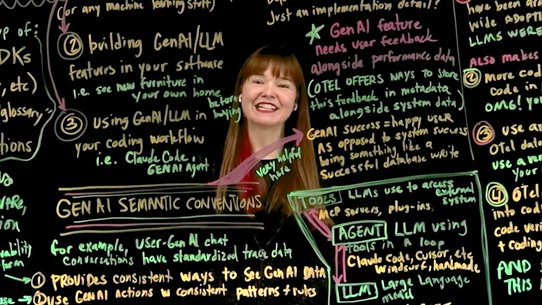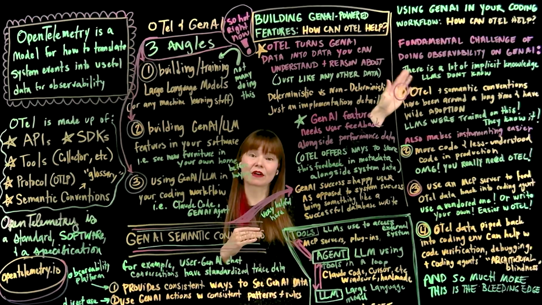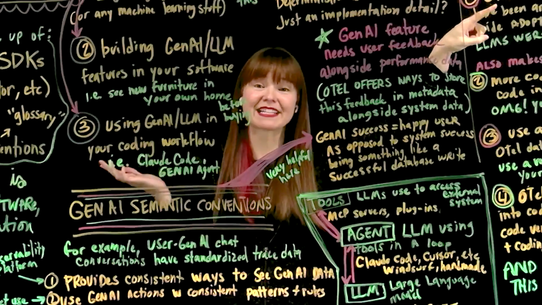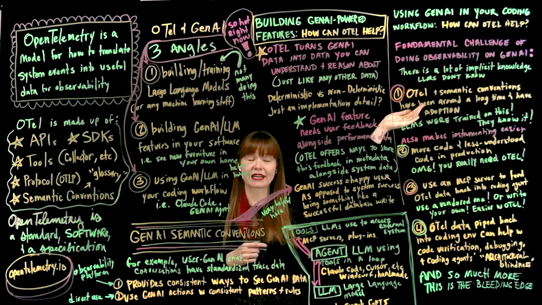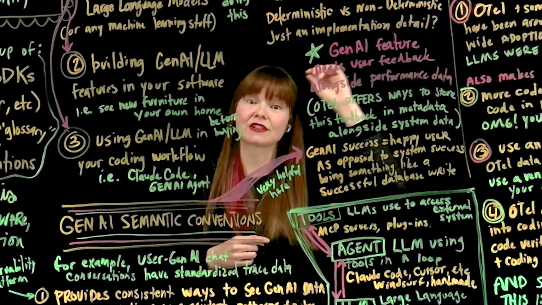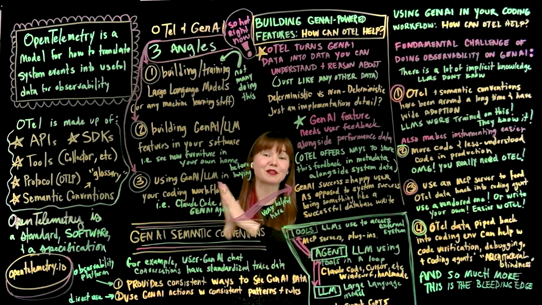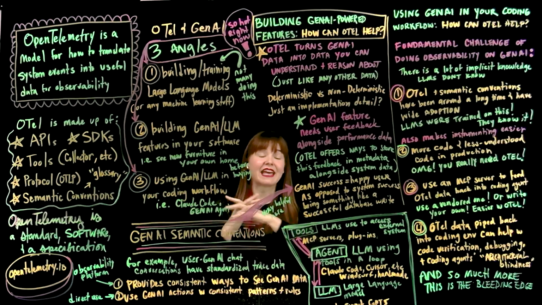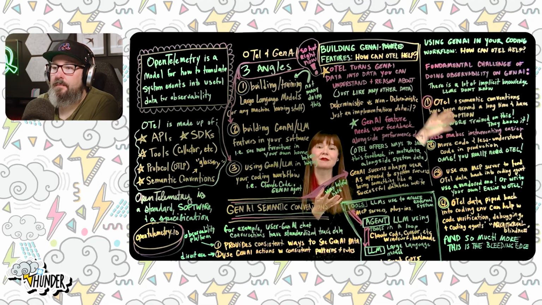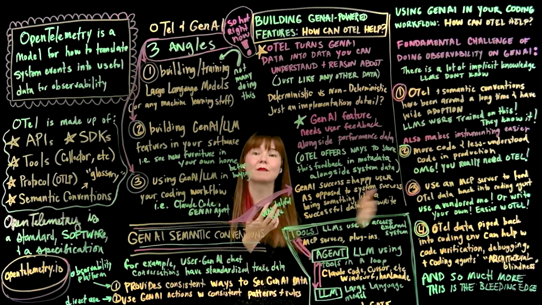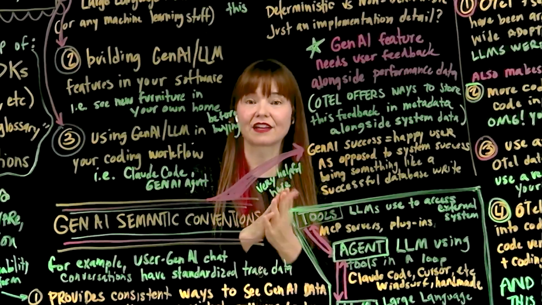Absolutely. So I think we hit on what we talked about. Using GenAI in your coding workflow, OpenTelemetry can help just by being itself, just by being around for a long time and being something that your coding agent understands and was trained on. It also makes instrumenting code way easier than it used to be. There's more code and less understood code in production, so observability becomes critical. And then you can use MCP servers or other tools. You can handmake one to feed telemetry data back into your system to help inform your coding agent about what's actually happening during execution at code writing time.